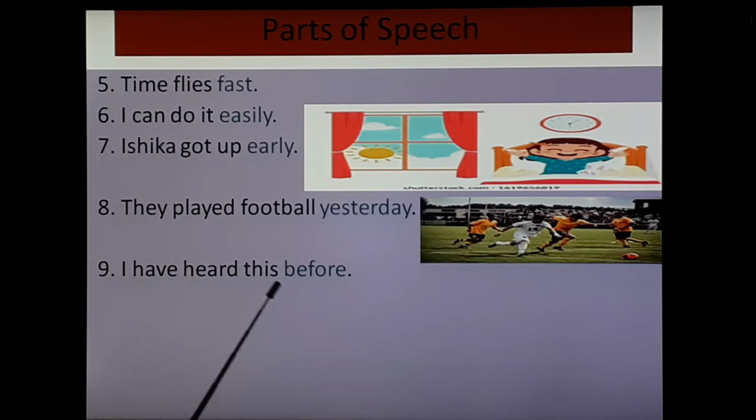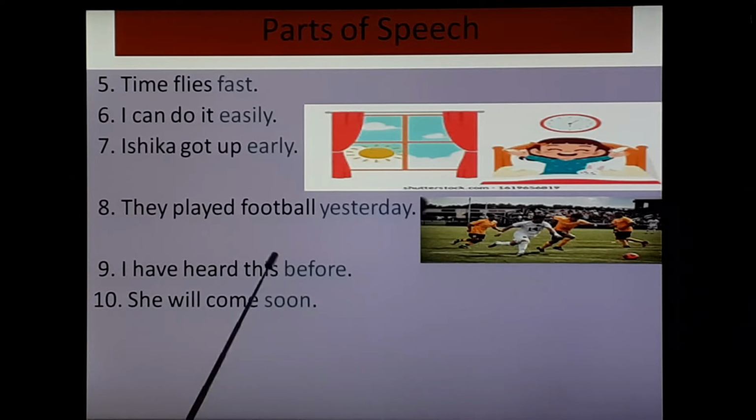I have heard this before. Here, have heard is the verb, and before, that is given, is an adverb. Next, she will come soon. Will come is the verb, and soon is an adverb because this soon adds something to the meaning of the verb will come. That's why soon is an adverb.